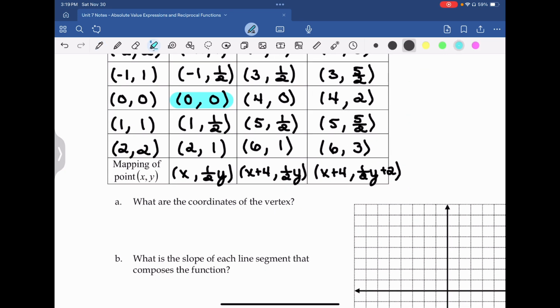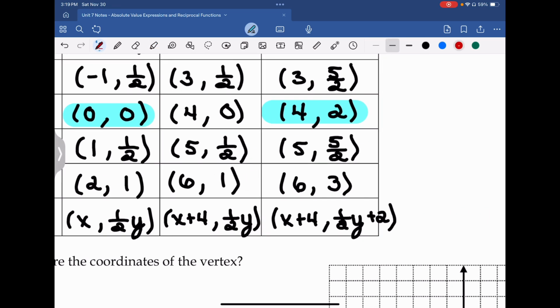All right, what are the coordinates of the vertex once we do all this mapping notation here? Well, the coordinates of the vertex are given by 4 and 2. These are the coordinates of the vertex right here. So I'm going to make sure I just star this and be like, this is where our vertex belongs.